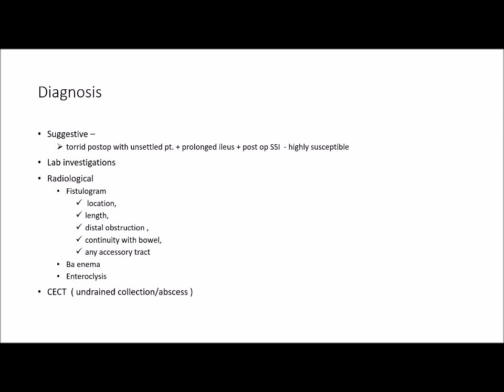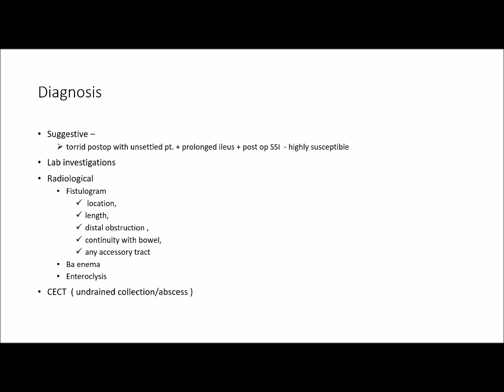You find this patient has got a torrid post-operative course, he's an unsettled patient. He has a persistent tachycardia. He's got fluctuating blood pressure. He requires vasopressor support. Or he's got a prolonged ileus, like, for example, old patients, they don't respond very early. Or they have some evidence of post-operative SSI. All these together or individually make them highly susceptible patients for the generation of ECM.